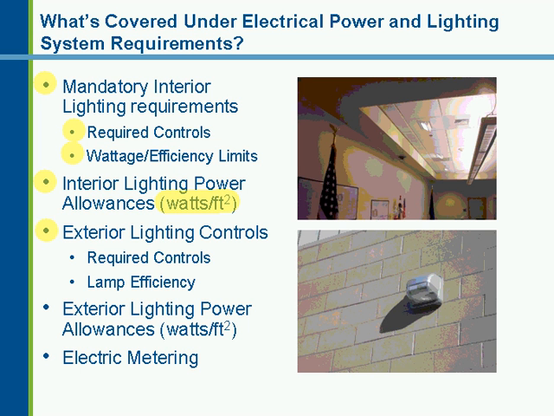And for exterior, it's similar. There are some required controls that you have to meet, and there is a lamp efficiency requirement that we will talk about as well. And again, similar to interior, there are exterior lighting power allowances, again, watts per square foot limits, which are much expanded in the 2006 version of IECC. And there is one electric metering requirement, just the one, which we will cover as well.